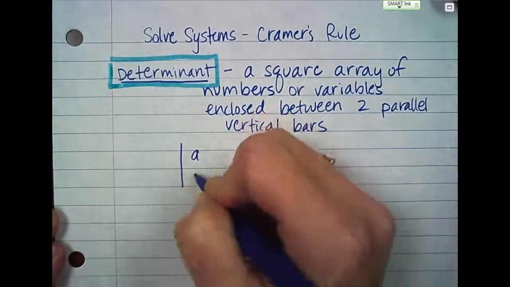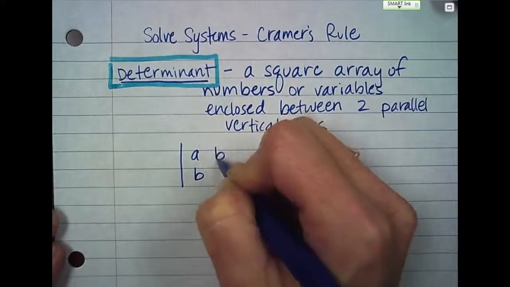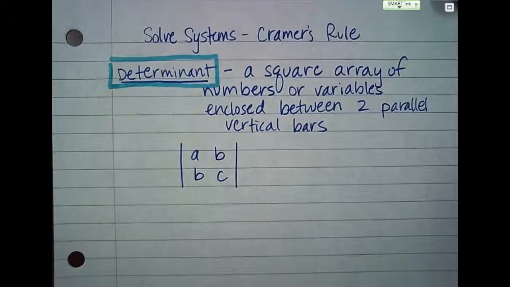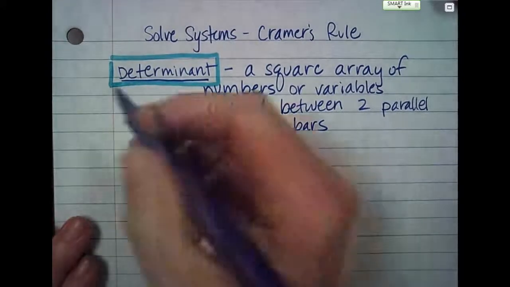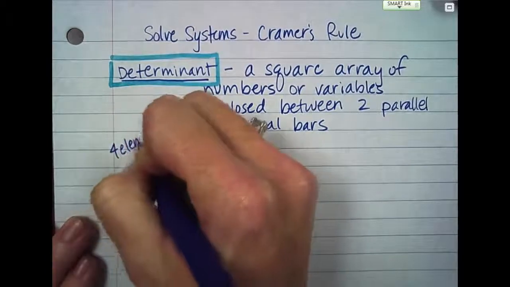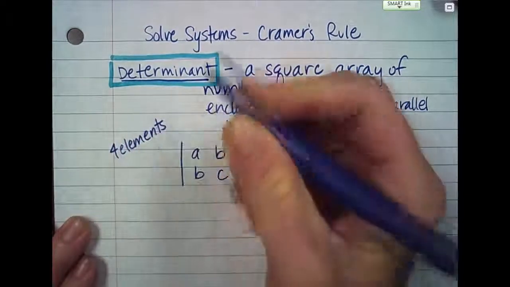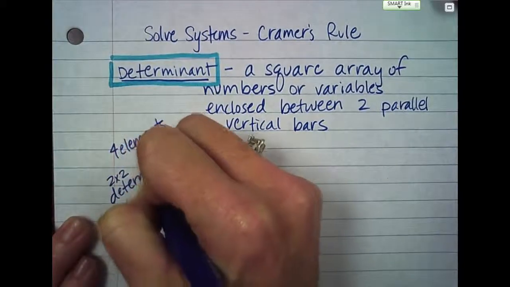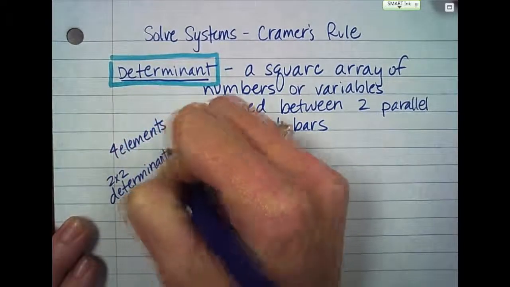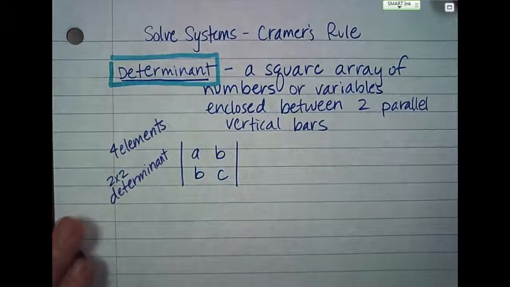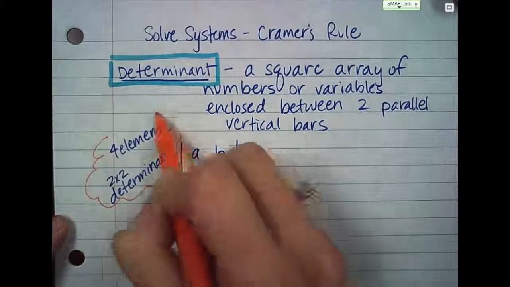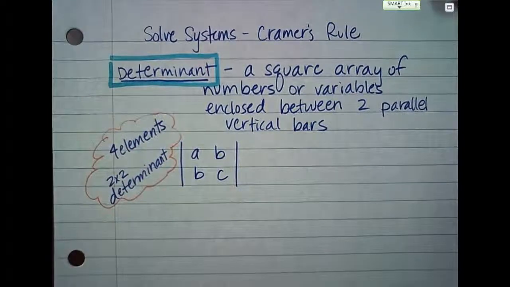If I told you A, B, C, D, that's what it looks like. Four numbers, or four variables in this case. They call them elements, there are four elements. And it's a 2 by 2 determinant. That's just kind of side information. When you deal with matrices, this becomes a lot more important. This is kind of a little peek level.